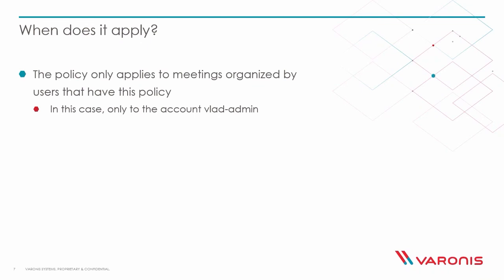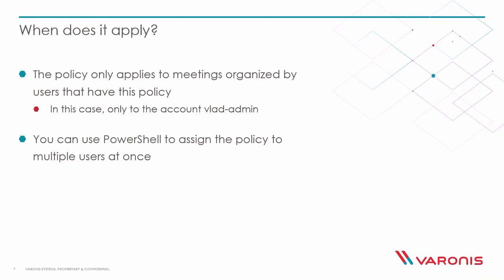However, you can use PowerShell to assign the policy to multiple users at once, so it's not like you have to name every user. You can use Get-CsOnlineUser, where department equals research, and assign them a policy for the research department. So that is pretty easy to do.